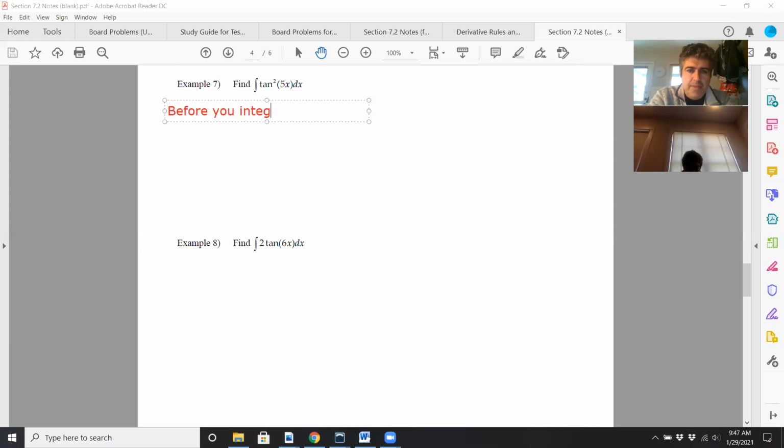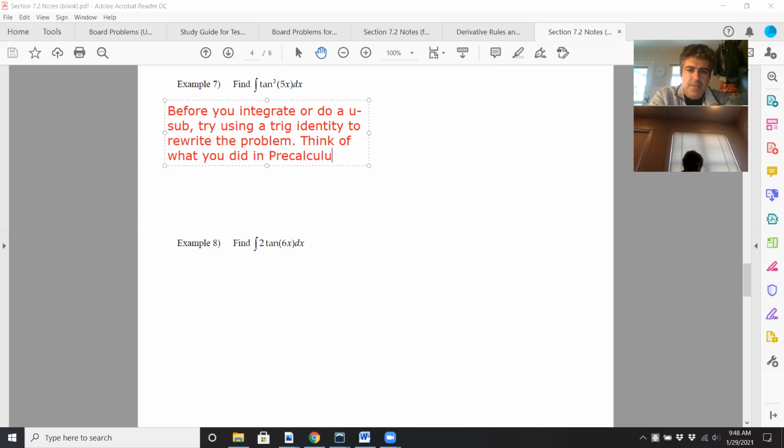Before you integrate or do a u sub, try using a trig identity to rewrite the problem. So think of what you did in pre-calculus. So sometimes we need to do that. That's why on the summer packet, we had all that trig stuff and had some stuff on identities. I know it was a while ago, it was back in July, August.